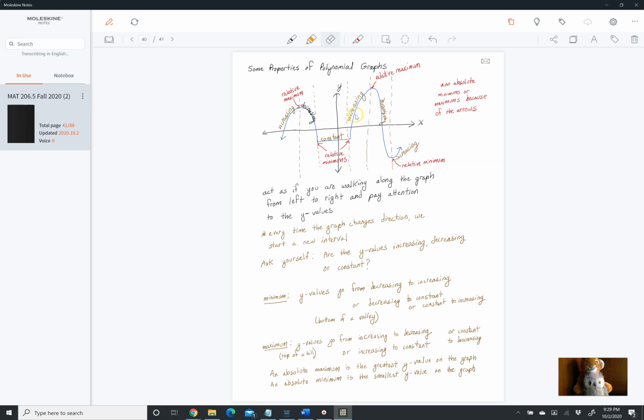So these are the things that we're looking at. We're identifying the intervals. Then in each interval, we're identifying is it increasing, decreasing, or constant. And then for the turning points, which lie on the interval line, we're saying, do we have minimums or maximums? And are they relative or absolute? Absolute only if it is the highest y value, the greatest y value on the graph. So let's take another example and just identify the different pieces of it.